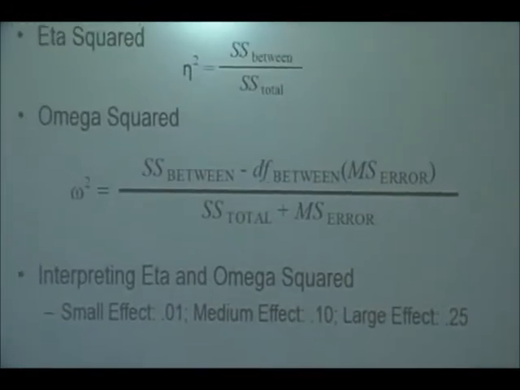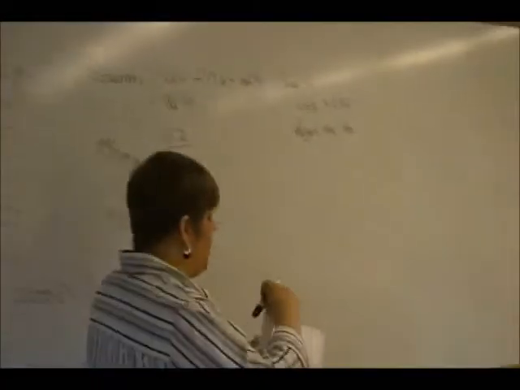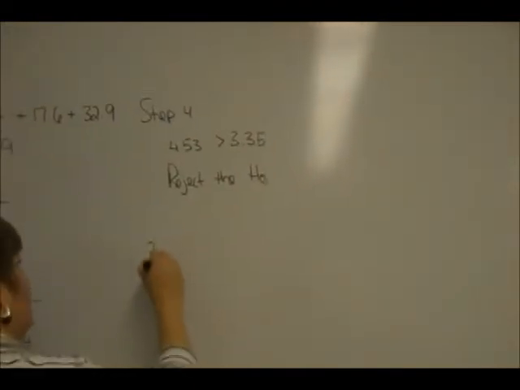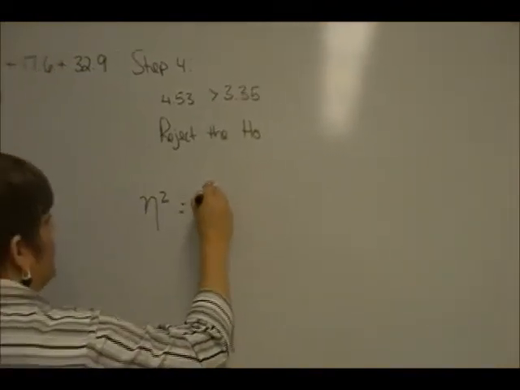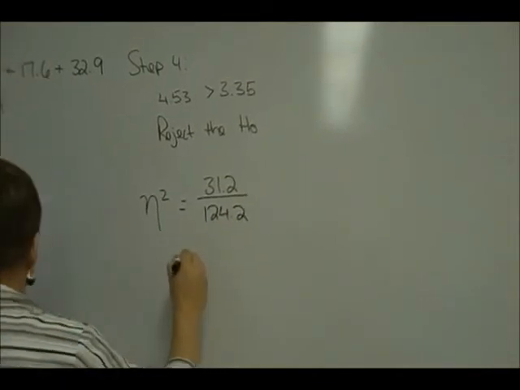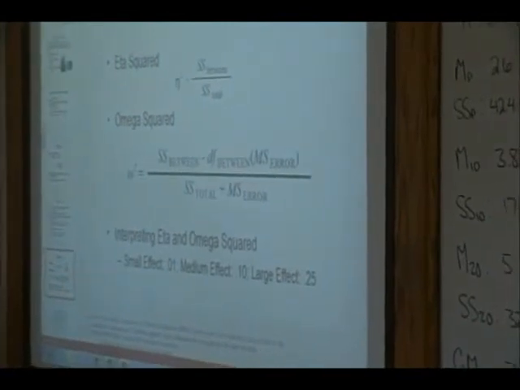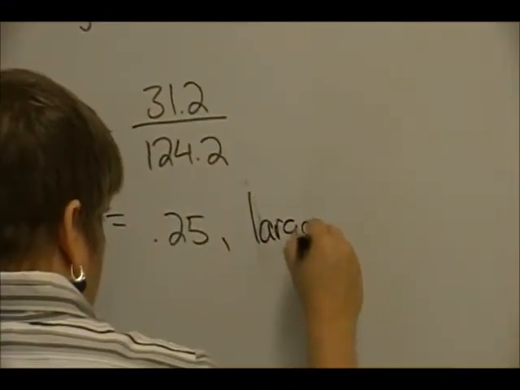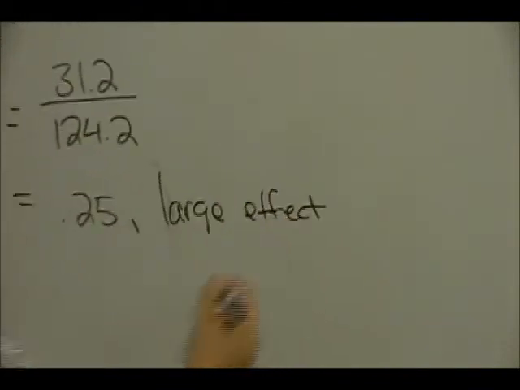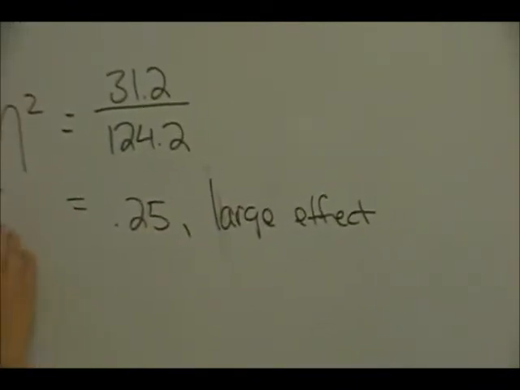So we see for the eta squared, it's really easy. It's just the sum of squares between divided by the sum of squares total. So we will do that one here. Eta squared is the sum of squares between, which is 31.2, divided by the sum of squares total, 124.2. And that is going to give us a total overall effect size of 0.25, which if you look at the bottom of the slide, lets us know that that is a large effect, okay? So there is a large effect of drug dosage on the number of errors committed in a maze by rats when we use eta squared.